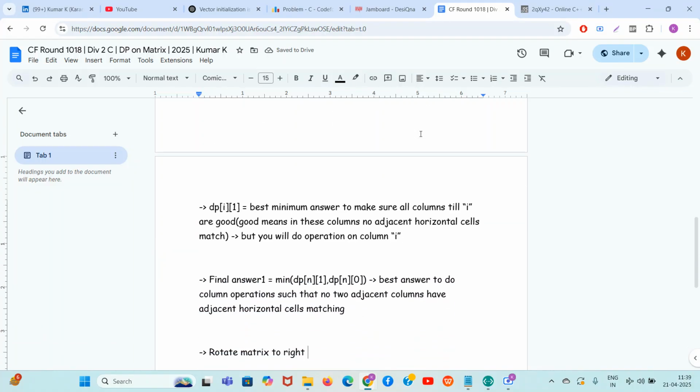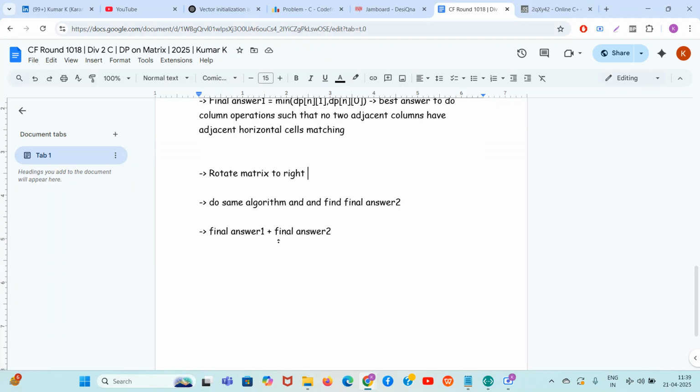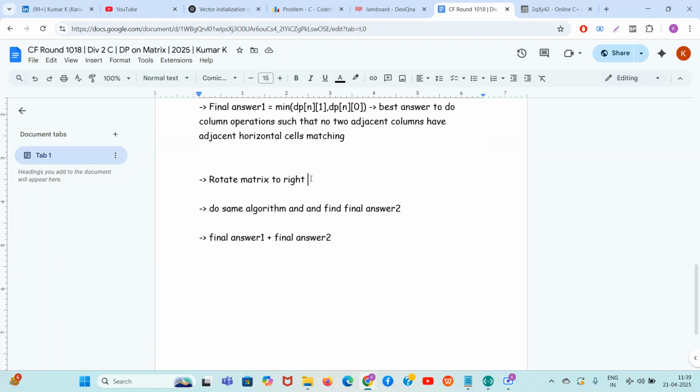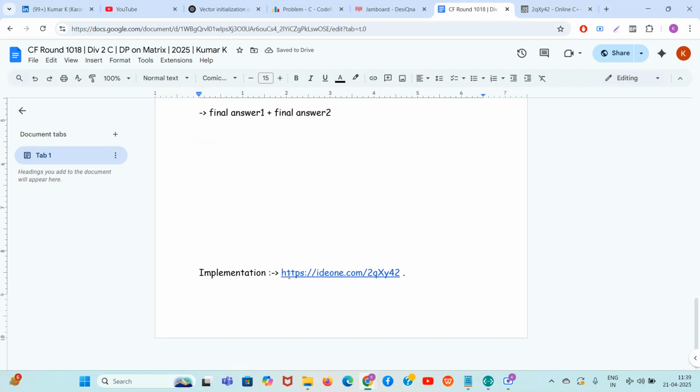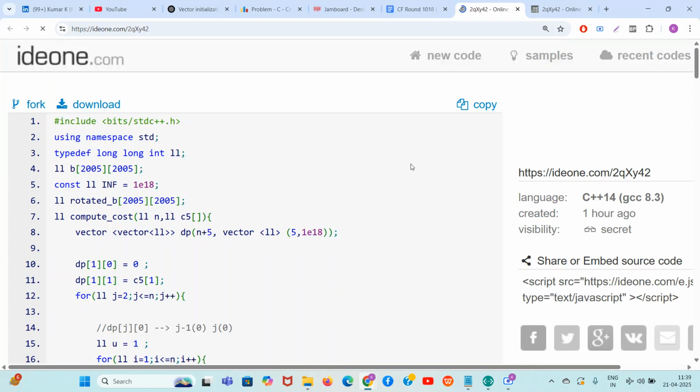The final answer will be the minimum of dp[n][1] and dp[n][0], and then you can rotate the matrix to the right by 90 degrees, do the same algorithm and you get the final answer. I will show you the code also. This code really works, trust me, it's the best possible code.